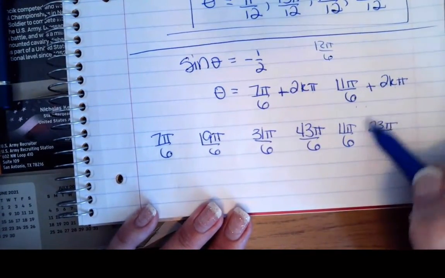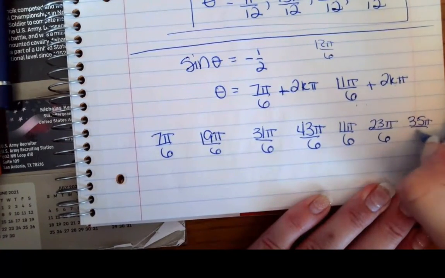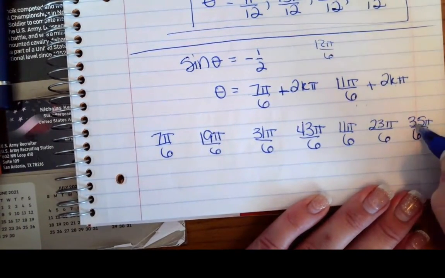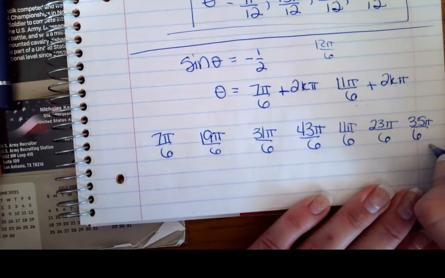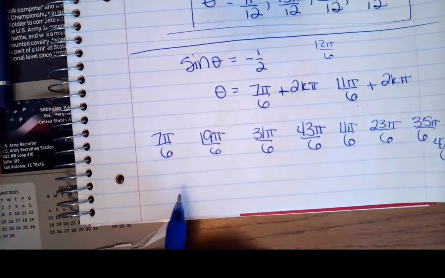And then add another lap to that. So add another 12, I get 35 pi's over 6. And then just for kicks, we can do it one more time. So 35 pi's plus 12 pi's is going to be 47 pi's over 6. Well, now here's the easy part. I just need to look and get them in order.